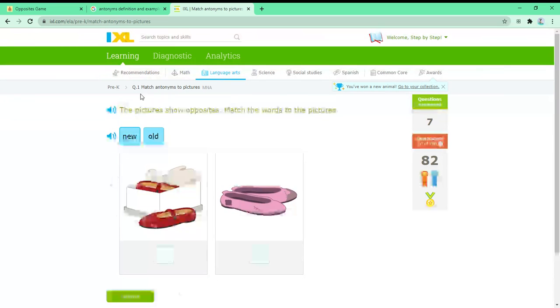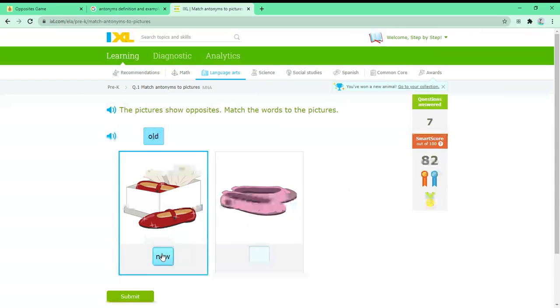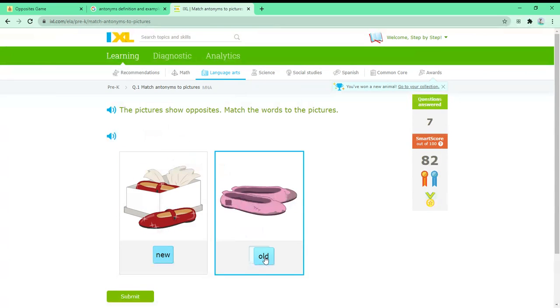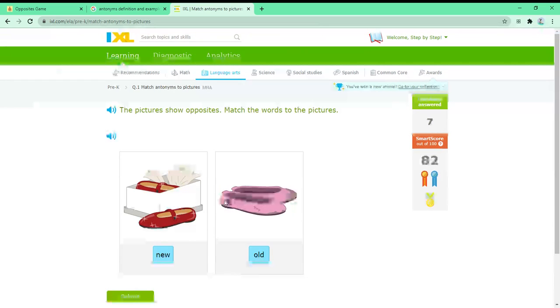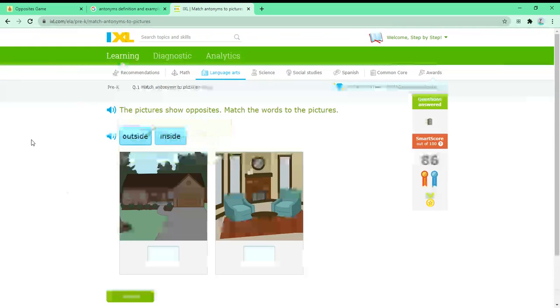Okay, so the pictures show opposites. Match the words to the pictures. So let's hear the words carefully. New, old. Okay, so we know that the first one looks like it's new because it looks shiny and it looks like it just came from a package delivery and there's no stains or any wrinkles on it. The second one looks old and dusty and muddy and it looks like it has stitches on it. So the opposite of new is old, and the opposite of old is new. It's right.